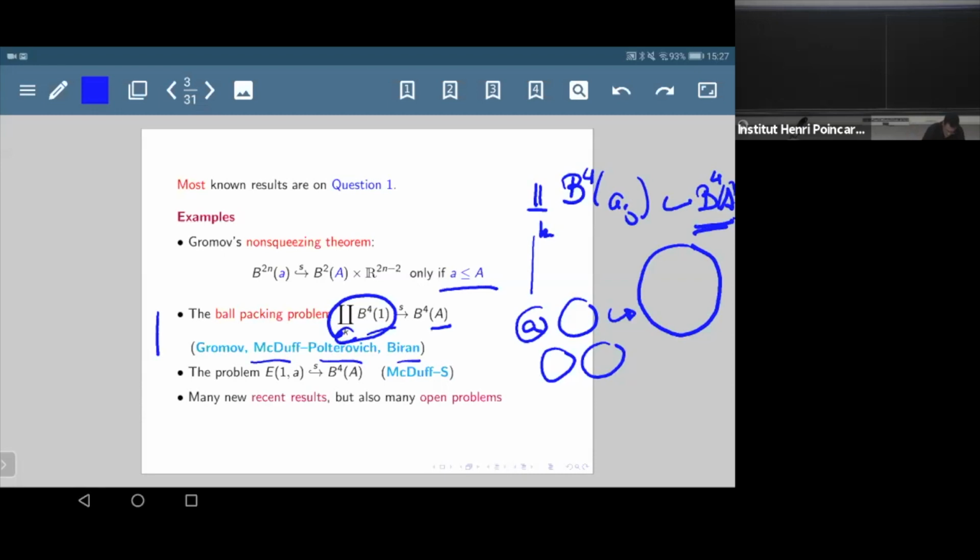And then instead of balls, you can also ask for ellipsoid embeddings. It's related because an ellipsoid can be seen as a disjoint union of balls glued together. And here you have now a family problem, so a full real parameter, and the smallest a such that for a given small a, such an embedding exists is also known.